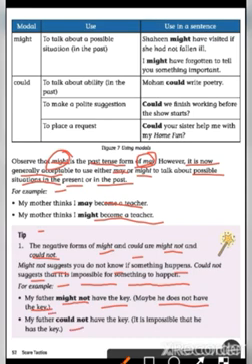My father could not have the key. It is impossible that he has the key. So might not refers to maybe he does not have the key. Could not refers to it is impossible that he has the key.